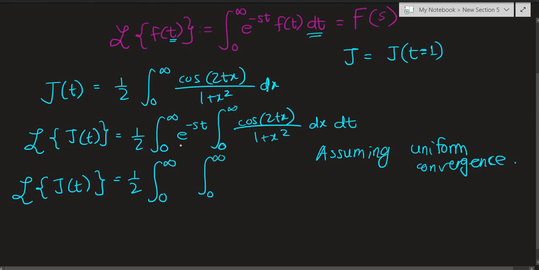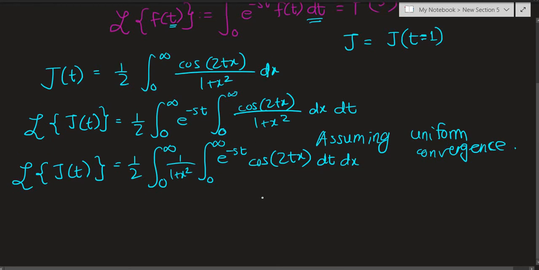so let's just write this integral inside. We have e raised to negative st times cosine of 2tx dt first, and then whatever x terms are there, we can just pull them out of this inner integral because they do not depend on t. The only thing we have like that is 1 over 1 plus x squared, and we have an external dx. So this dt integral is placed inside the dx integral, right? I hope you see what I did there.